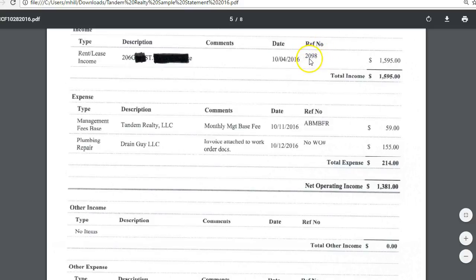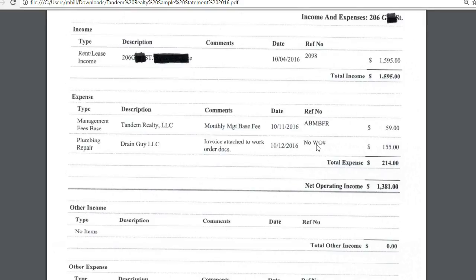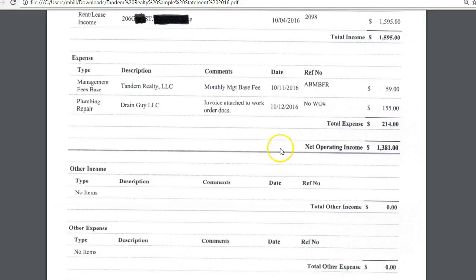So they sent us a check. Their reference number is 2098. This is what they paid. Expense, and here again we've got the base fee. And then over here we have plumbing repair, drain guy. What we always try to do is put the work order number in here and the reference number, so that we can tie that expense back to the work order that was done, that generated this. Sometimes on emergencies we don't get a work order in quickly. But if you ever have any questions, we can always tell you which work order it was for, in case you're wondering. But again, plumbing repair, drain guy, LLC.